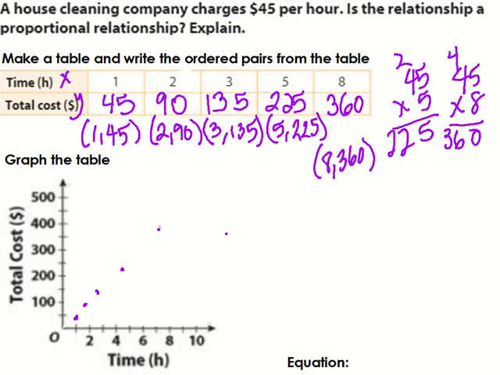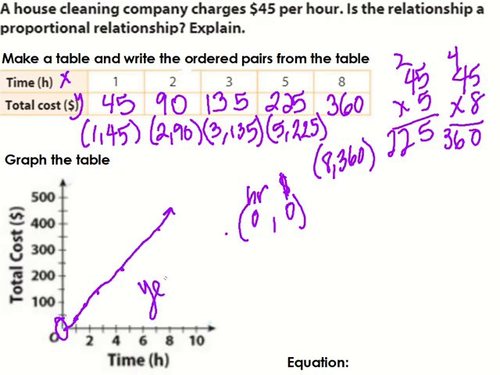Okay. So remember, we need to check that it's straight. Now we did have to kind of estimate it, but it is pretty straight. And would this go through the origin? Well, if I had 0 hours, I would then, of course, pay $0. So it does go through the origin. So is this relationship proportional? Yes, it is proportional.